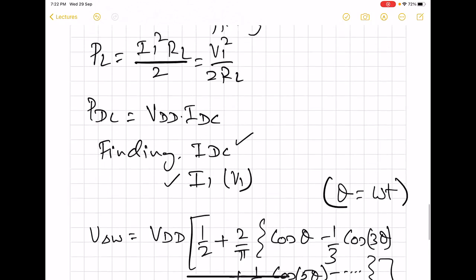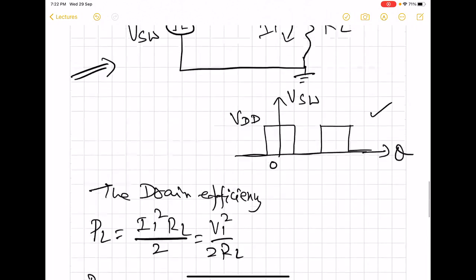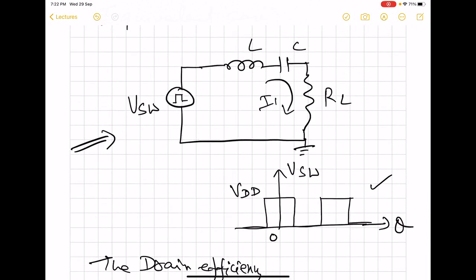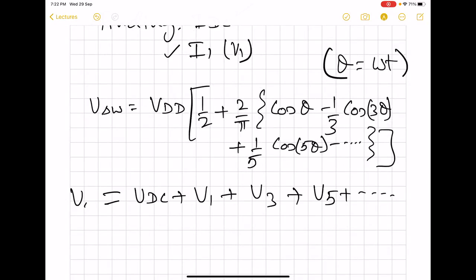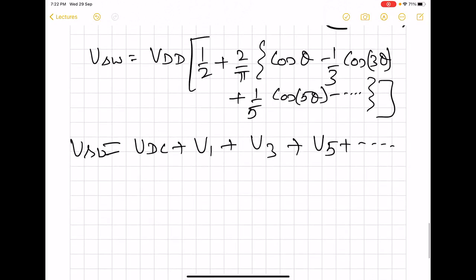So what we see here is that there are infinitely many components. That means we can interpret this source as a sum of many sources. The first source is DC. Then there is a fundamental source, a third harmonic source, a fifth harmonic source, and so on and so forth. Now let us see what the circuit will be for each of these components of the total switch voltage.